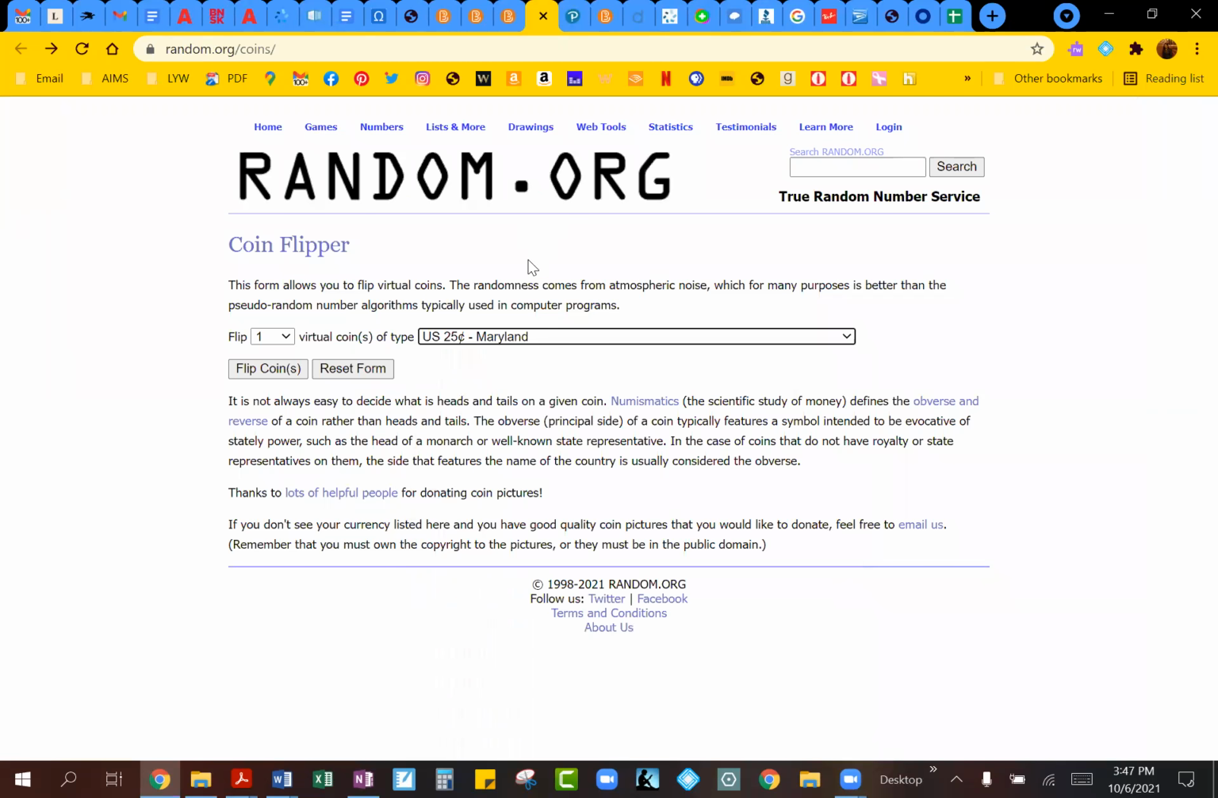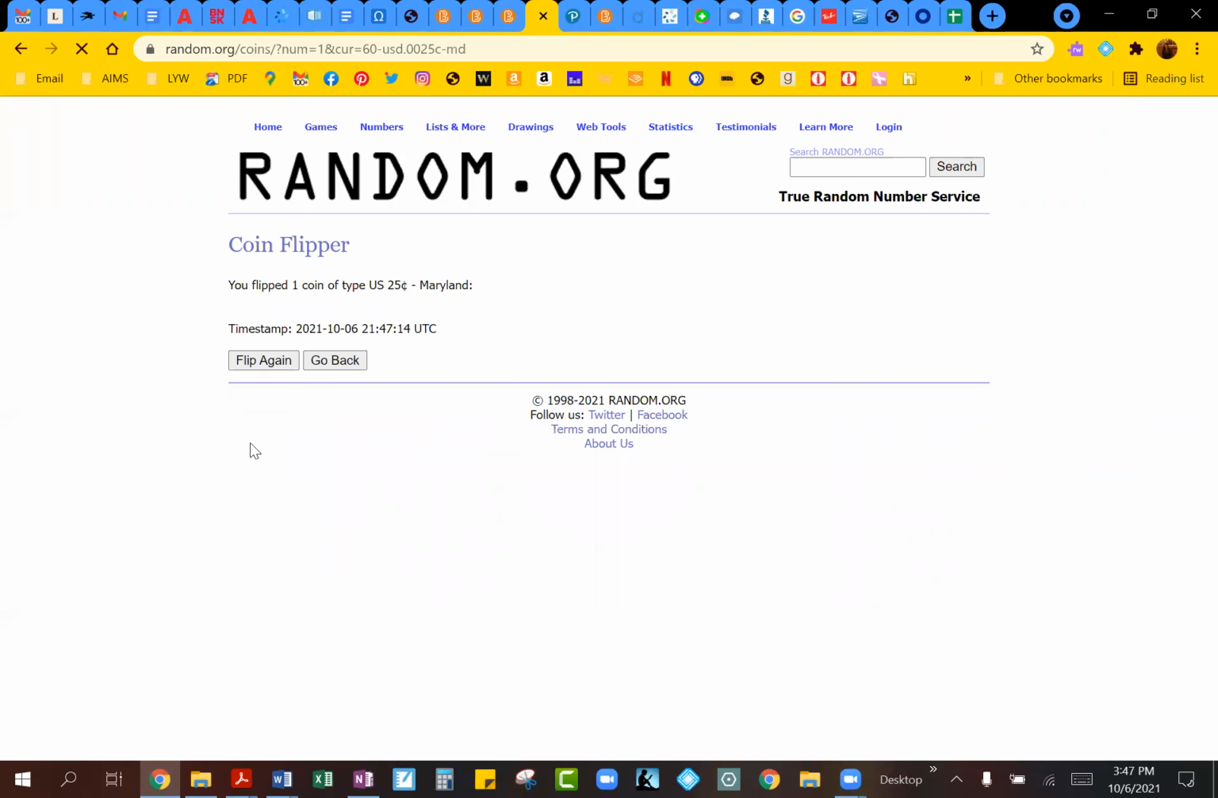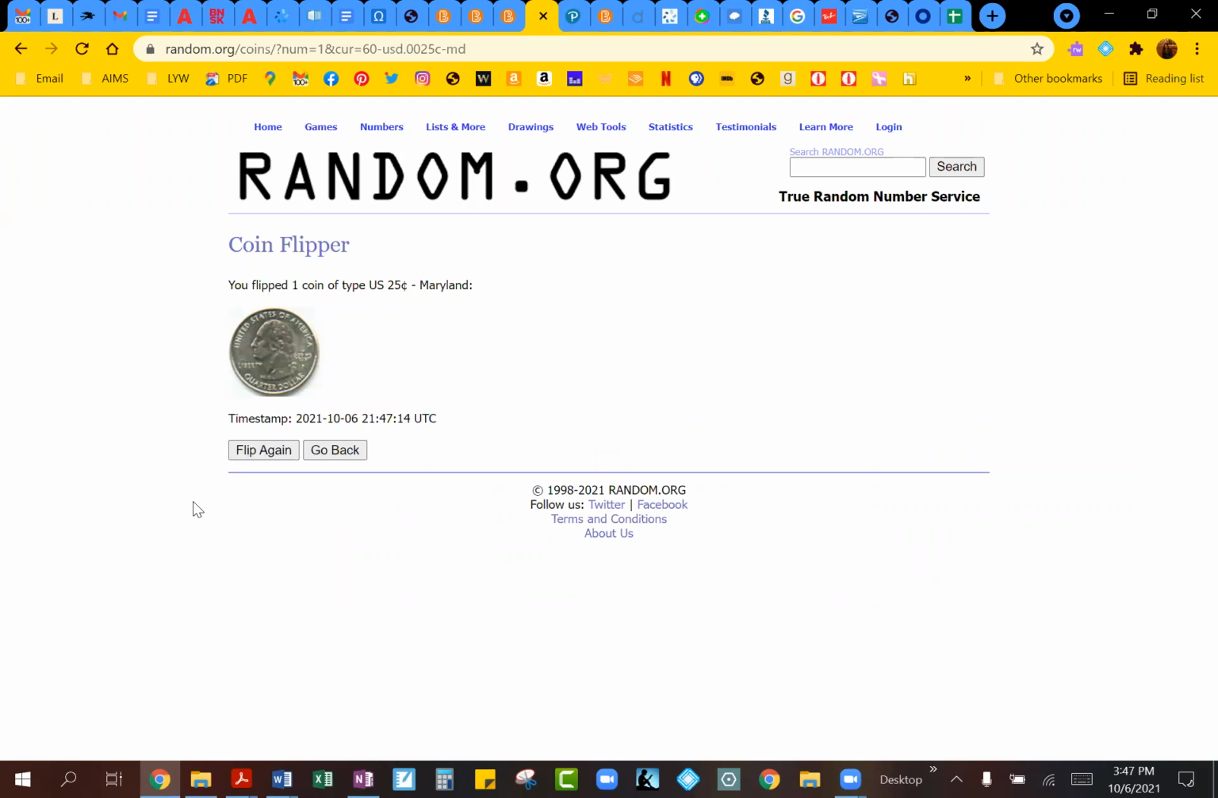For our purposes right now, let's just pick a quarter from Maryland. So you can see that's going to be the tail and that's going to be the head, right? We have George Washington on one side.